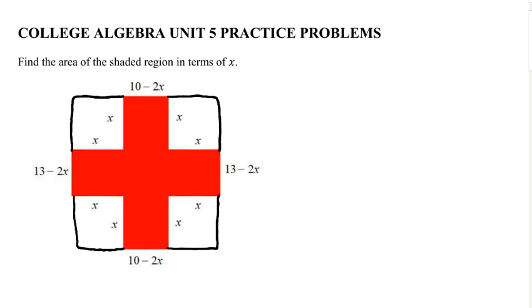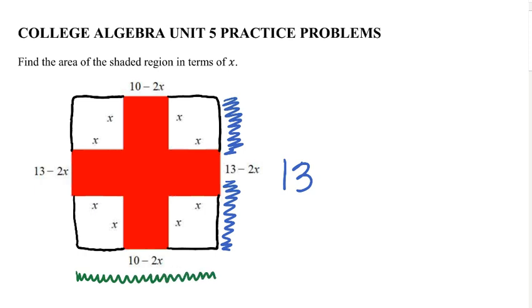This side that I'm coloring in blue, you want to think, what is the length of this whole side? Well, the length of just this part right here is 13 minus 2x. And then if I add x here and I add x there, I would have 13 minus 2x plus 2x. So this side length is 13. Then you would do the same thing below. Anybody have any conjecture as to what this side length is? 10? Yeah, okay.